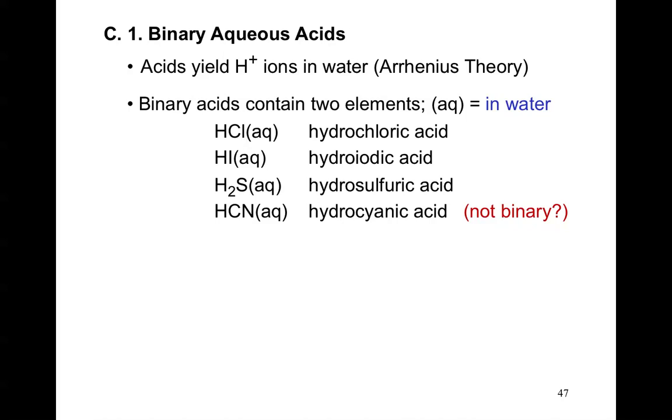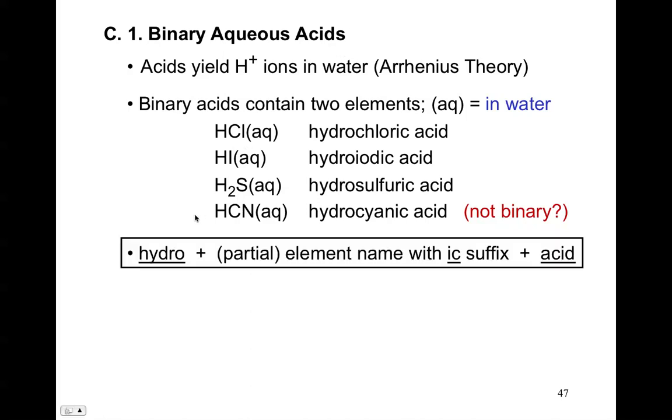HI has the same property. It dissolves in water, and when that happens, it fragments into ions. Same thing with H2S and HCN. So how do we name them? Well, we name them with hydro. We place the partial element name. So in the case of this compound, we would start with hydrochlorine, right? But we drop the -ine part. So it's hydrochlor, then add ic and acid: hydrochloric acid.